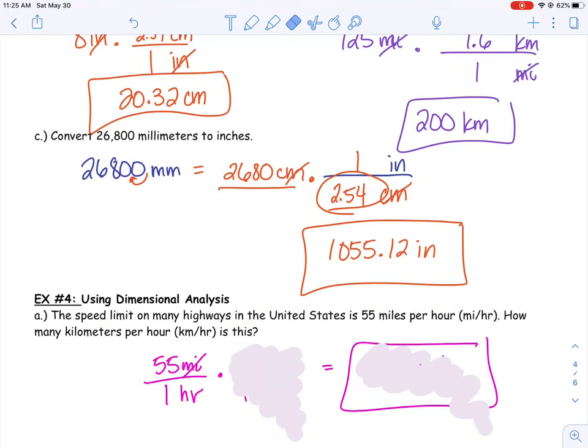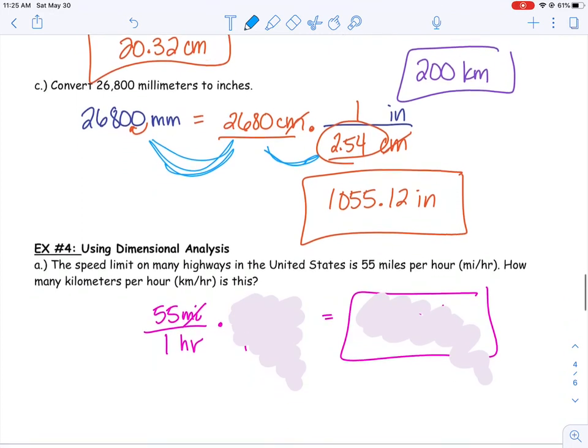There are 1,055.12 inches for every 26,800 millimeters. So you might have to do a couple of different conversions sometimes, maybe within the metric system and then from the metric system to the English system. You can do a couple of different conversions, but be careful to stay very organized and neat and show me all your work so I know how you got from one step to the other, okay?